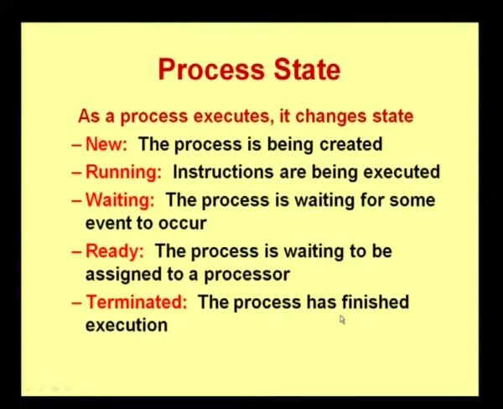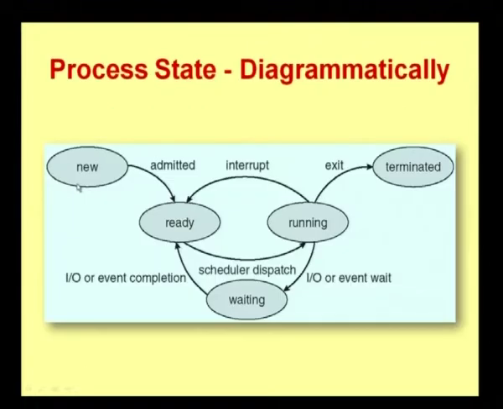So let us see this on a diagrammatic basis. This is a process diagram. Here is the new state, wherein a new process has been created. Now the instructions of this process get loaded into the main memory, which means it is getting admitted. After getting admitted, it goes into a ready state. It has to get executed, so it goes to a running state.